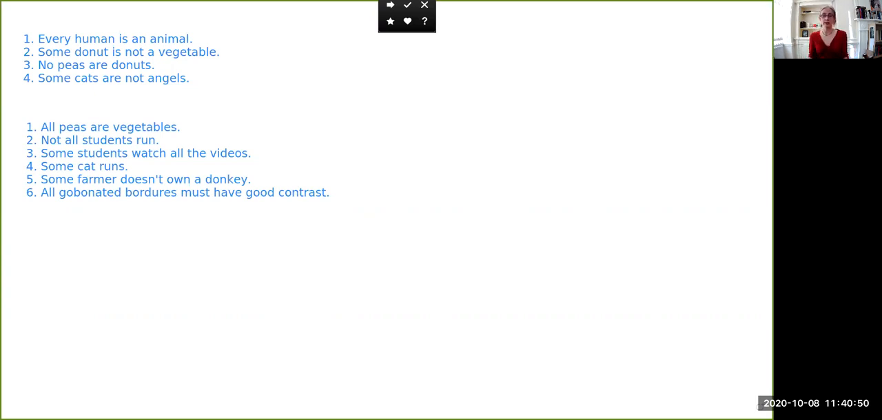Faced with English language sentences like this, the first thing that you want to do is identify what the categorematic terms are. So what we have is human, animal, donut, vegetable, pea, donut again, cat. Oh, and then we have angels, and we've got both angels and animals. I'm going to use N for angel rather than A so that we're not duplicating our letters.